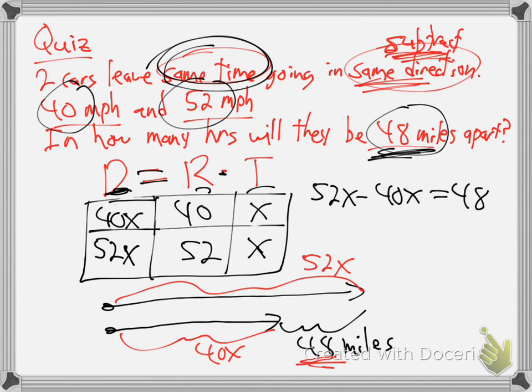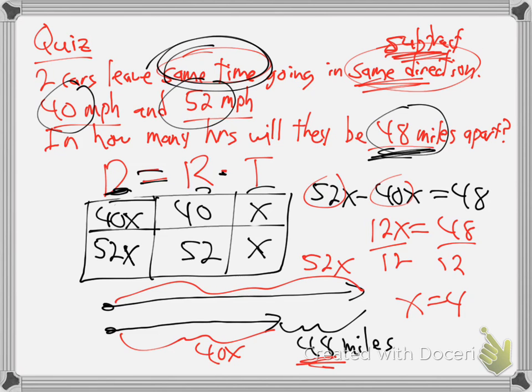That's what it takes. All right, so solve this thing. 12x is 48. I just subtracted. Divide by 12. X is 4. In how many hours? The time, 4 hours. Is that good? You good with that? Questions I can answer? All right. Let's go then.